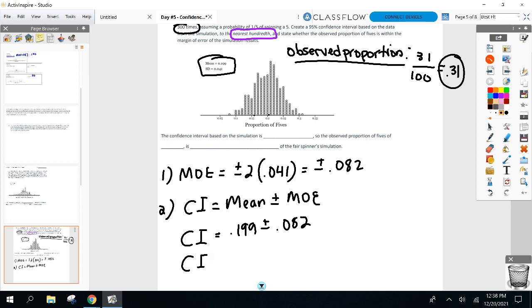So your confidence interval is going to be, what do we have here? 0.12 to 0.28.